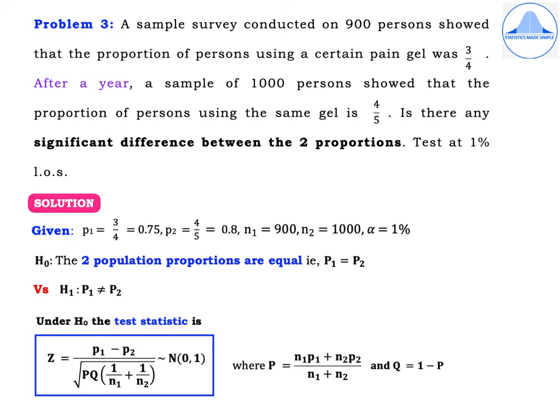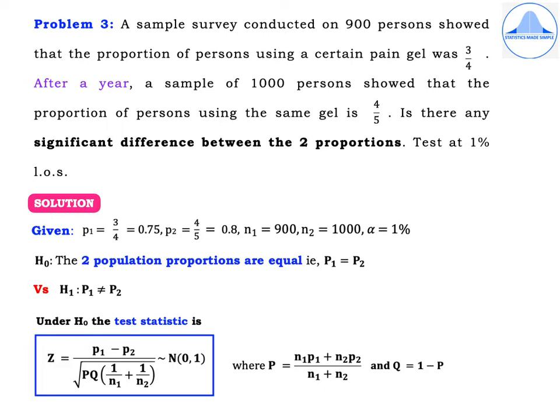Then after a year, a sample of 1000 persons showed that the proportion of persons using the same gel is 4 by 5. So in the second sample, which was taken after a year, N2 is equal to 1000. The proportion in that sample was 4 by 5. So it means that P2 is equal to 4 by 5. Then let us write down the general format of H0, that is the two population proportions are equal. So in terms of notations, it will be capital P1 is equal to capital P2.